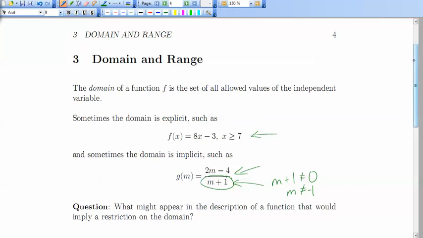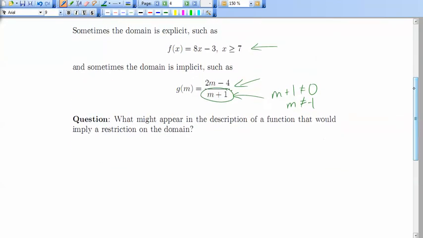But before we get to those practical examples, can you think of some things that might show up in the equation for a function that might restrict its domain? So we saw one already. If we have a denominator, we know denominators can never be 0. Now it doesn't mean that your variable can't be 0, it means the whole denominator. In the previous example we saw m couldn't equal negative 1.